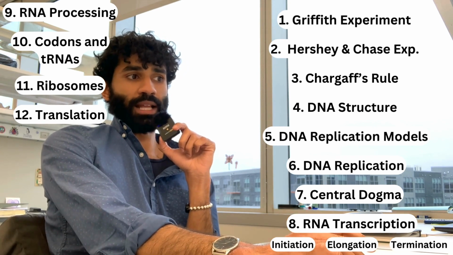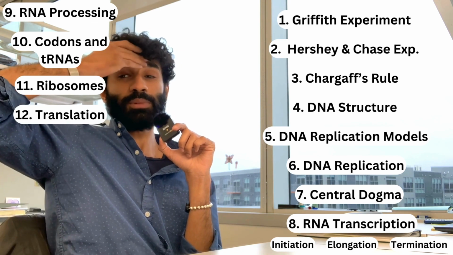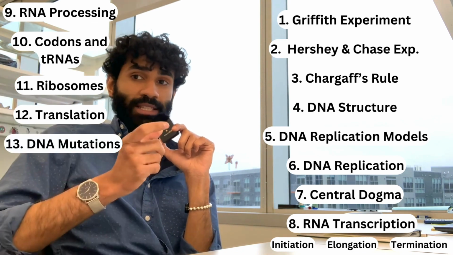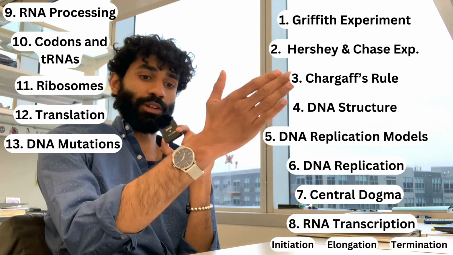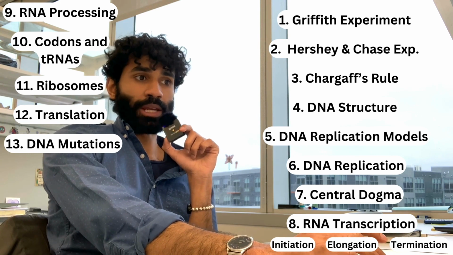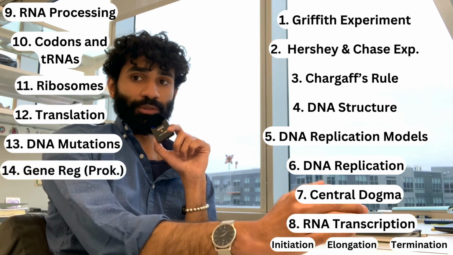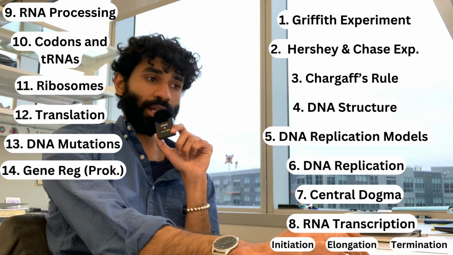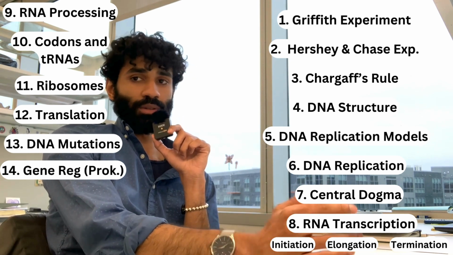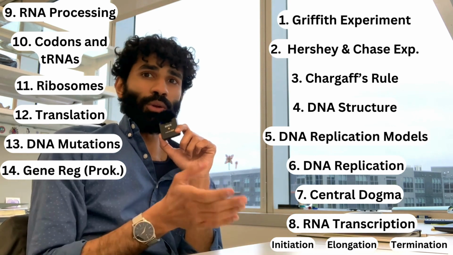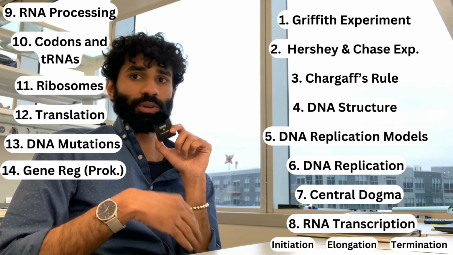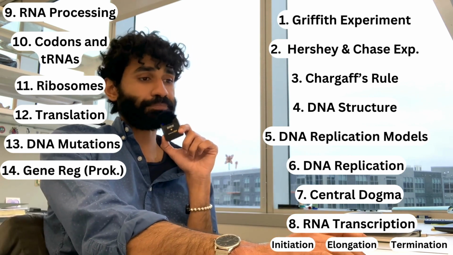Then we discussed the three classes of single base pair mutations: silent mutations, missense mutations where the amino acid changes, and nonsense mutations where you have a premature stop codon. Then we discussed gene regulation in prokaryotes with the lac operon and the three different cases. You have your no lactose scenario, your high lactose scenario, and your high lactose and low glucose scenario, where no lactose was negative regulation and high lactose and low glucose was your positive regulation with CAP.